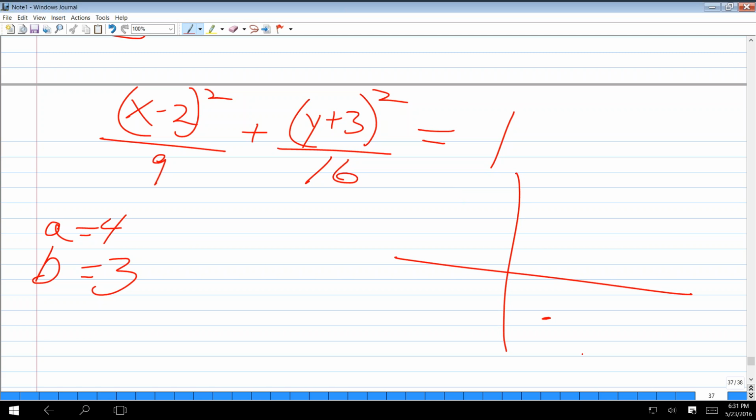And there's the middle of the ellipse. So it's going to look something like this. And the reason I know that it's vertical is that's A. And that's B. A is always the long radius of the ellipse. The longest radius, so to speak. And if that measurement is along the y-axis, then A has to come under the y variable.